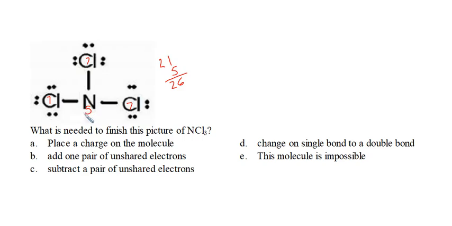Let's see. Oh, I know what it is. The nitrogen here has 2 valence electrons, and I'm not showing them. So 2, 4, 6, 8, 10, 12, 14, 16, 18, 20, 22, 24, 26. Okay, so there I have my 26. So actually we needed to add 1 pair of unshared electrons onto the nitrogen.